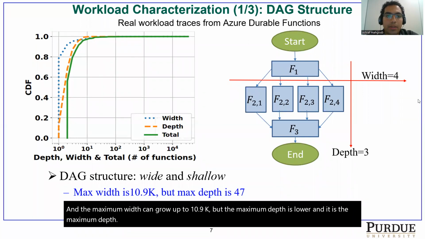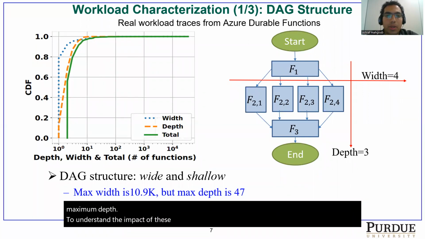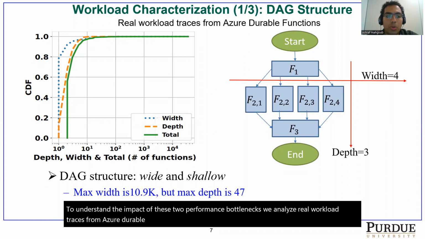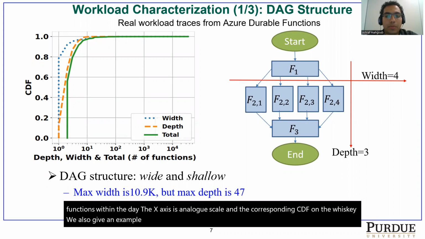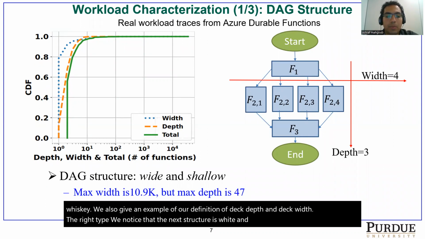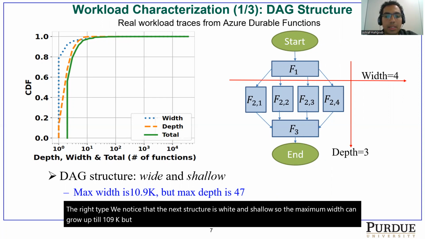To understand the impact of these 2 performance bottlenecks, we analyze real workload traces from Azure Durable Functions. We show a figure for depth, width, and total number of functions within the DAG. The x-axis is on a log scale, and the corresponding CDF is on the y-axis. We also give an example of our definition of DAG depth and DAG width on the right side. We notice that the DAG structure is wide and shallow, so the maximum width can grow up to 10.9K, but the maximum depth is only 47.